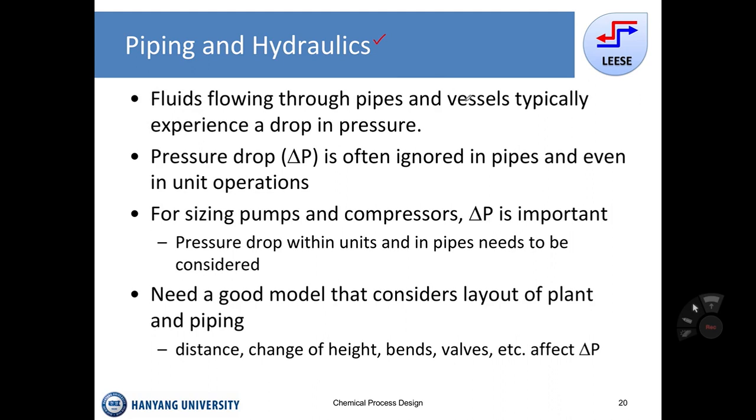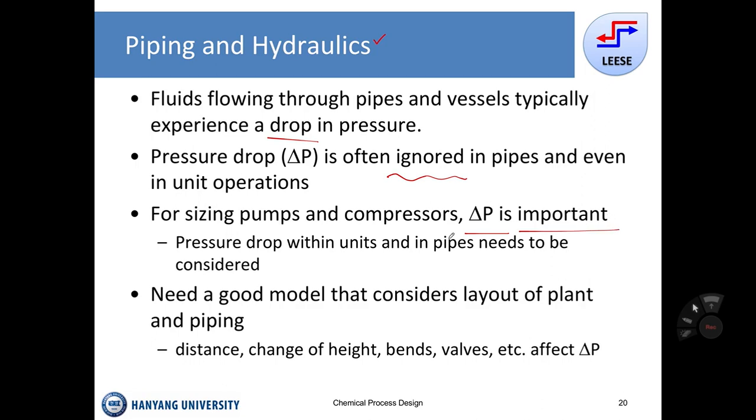So the fluid flowing through the pipe and vessel typically has a pressure drop. In the beginning this is typically ignored, but it should be taken into account. Otherwise, we may not have the proper operation in a chemical process. Also, for sizing the pump and the compressor, the delta P, the pressure drop, is important.